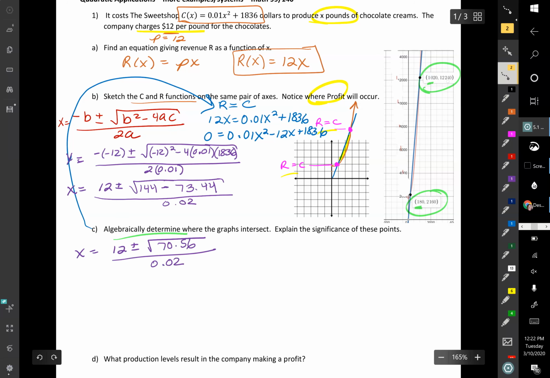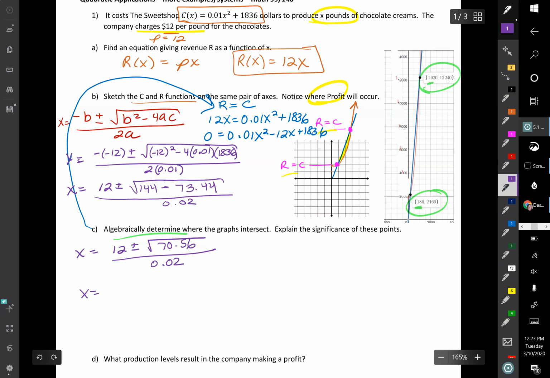Okay, so you can see where I popped my values in. I put my negative b is negative 12, and then I had to put b squared, so I get positive 144. Make sure you use parentheses, so all those old things that maybe we haven't used in a bit. 4 times 0.01 times 1836 comes out to be 73.44. So I subtract those, I get 70.56. Take the square root of that, and that comes out to be 8.4.